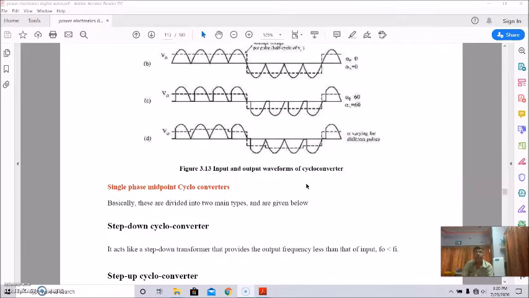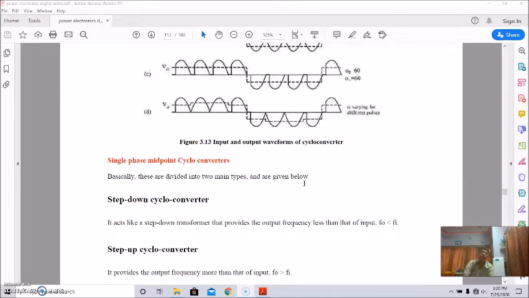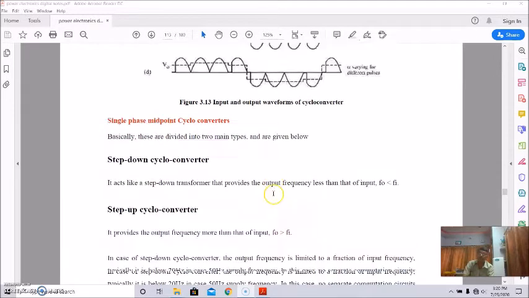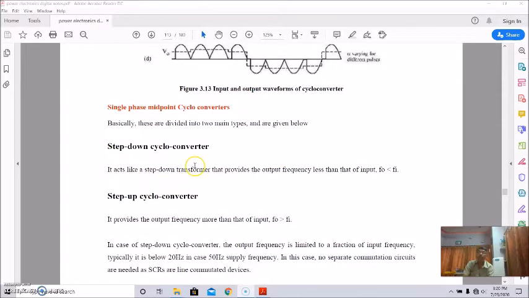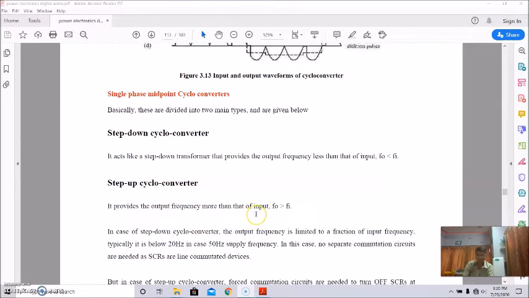Okay. Now, if we discuss single phase midpoint cycloconverters, basically these are divided into 2 main types: step down cycloconverters and step up cycloconverters. The step down acts like a step down transformer that provides an output frequency less than that of the input frequency, that is, the output frequency f_o is less than f_s. And the step up cycloconverter provides an output frequency more than that of the input, that is f_o greater than f_s.